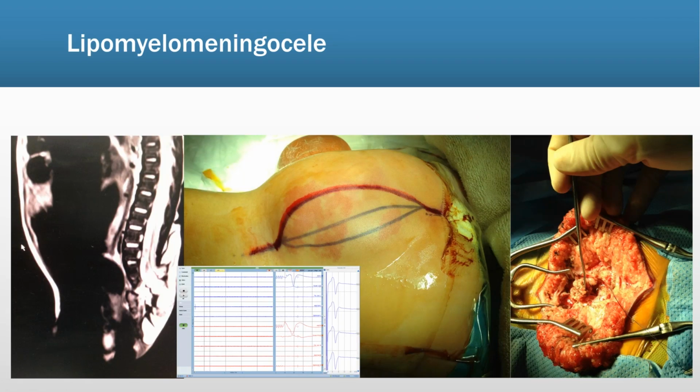In a patient with lipomyelomeningocele, lipoma, myelomeningocele, or tethered cord, the most important modality to monitor is the trigger EMG. The tumor is a fat tumor, and the surgeon has to identify the filum in the fat tumor. It's very difficult without the trigger EMG.